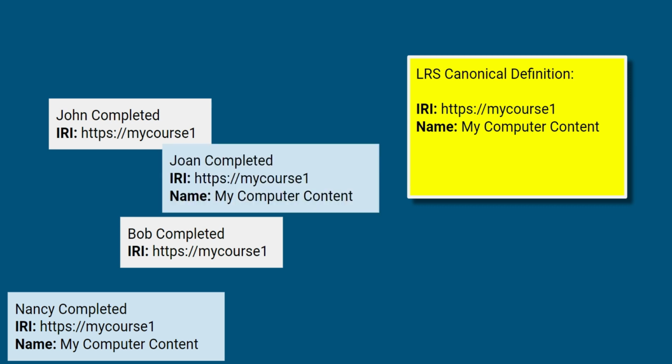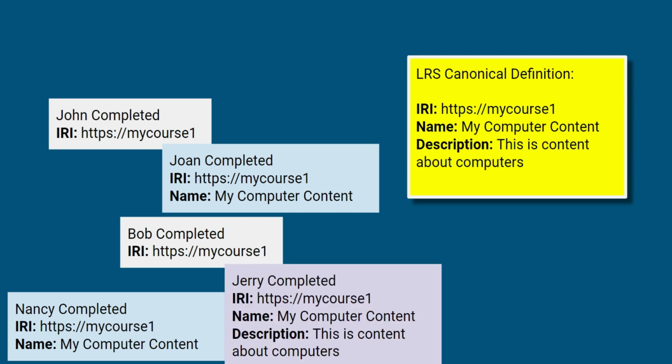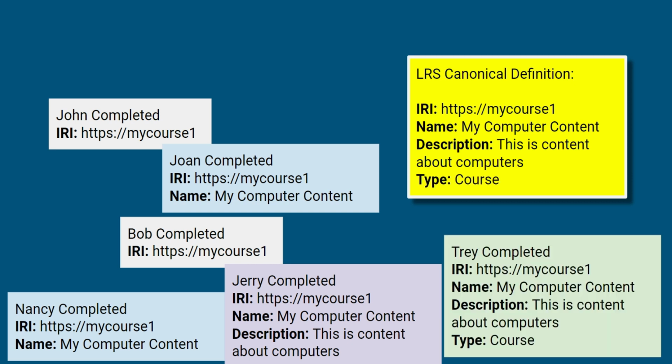Some time passes again. We get another statement from Joan. In this case, again, same data. So our canonical definition does not change. Sometime later again, now Jerry completed it. Aha, now we have a description. This is content about computers. So notice, just like the last time, when the information in a statement changes, we get additional information in our LRS canonical definition.